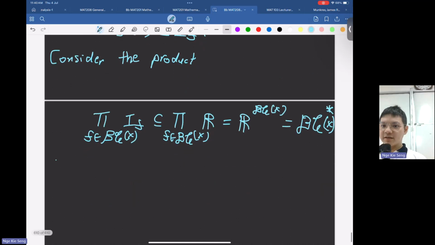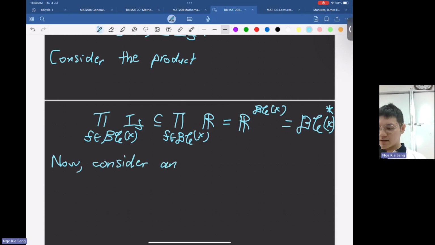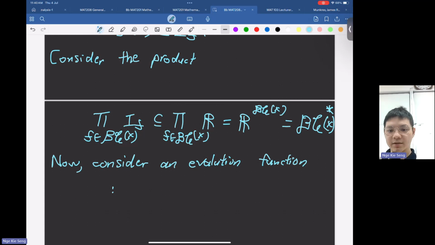So in this case here, what happened? So we can consider, so now we consider an evaluation function. Okay, evaluation function from, sorry, let's call it h then. Call it h, from X to this product.